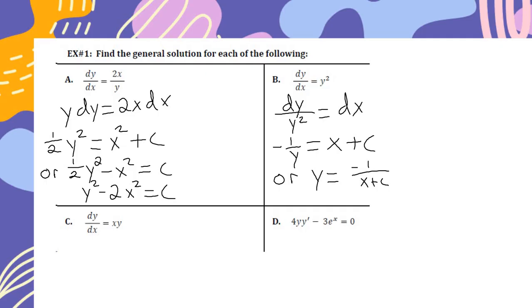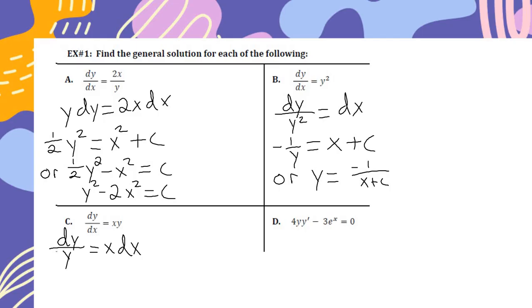Questions on our first two? Those are pretty straightforward. Next ones, we're getting a little bit more into it. So we have x's and y's this time. So I'm going to, again, divide by a y and multiply by a dx. Now, this time, y is to the first power. It's on the bottom. So what are we going to get here?